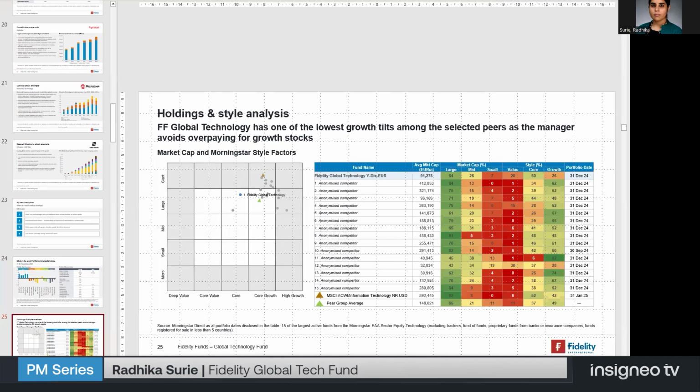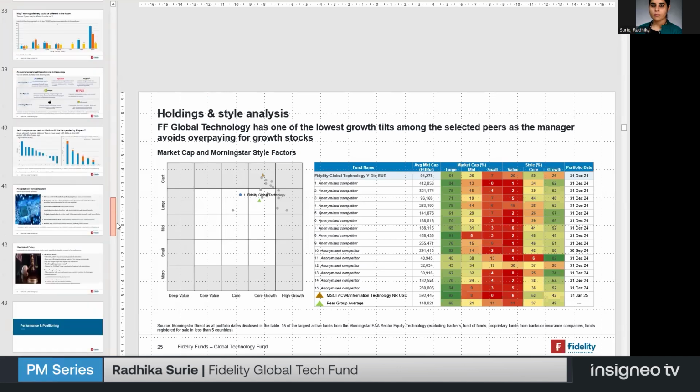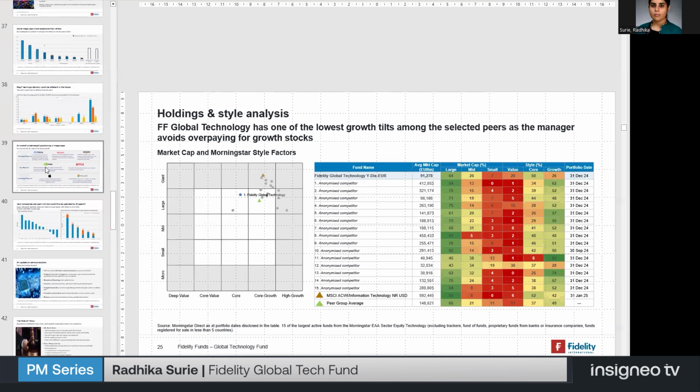Radhika, can you walk us through exposure or non-exposure to the Mag 7 names that you had trimmed? Are there any names that are just glaringly overvalued? Please stay away at all costs.